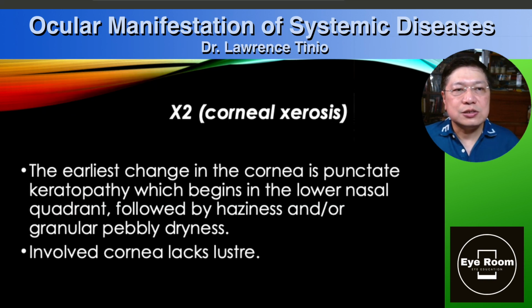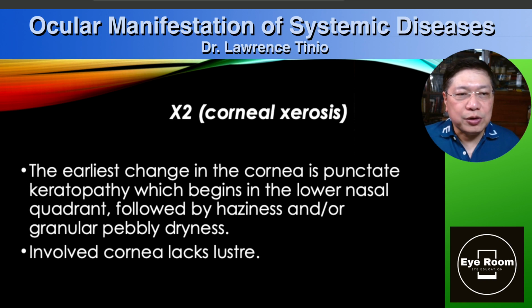Now, X2 means that the cornea has already been affected. The earliest stage in the cornea would be punctate keratopathy, which usually begins in the lower nasal quadrant. Then the eyes become hazy, granular, pebbly, and it looks very dry, similar to what you've seen in the conjunctiva in the earlier stages.